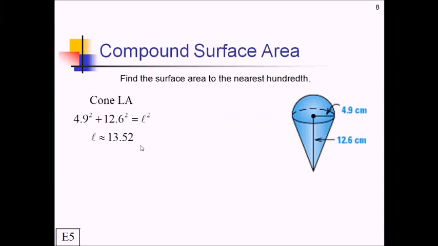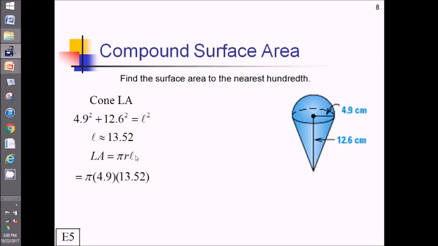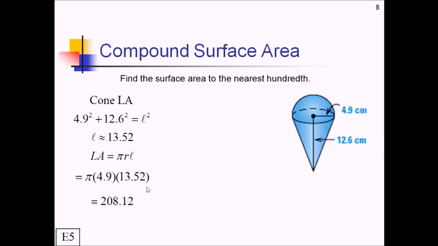So we need pi r L. Again, that's our lateral surface area formula for a cone. So pi times 4.9 times 13.52. Calculator time again. And the result from all that is about 208.12. So that's square centimeters. But we're not quite there yet.